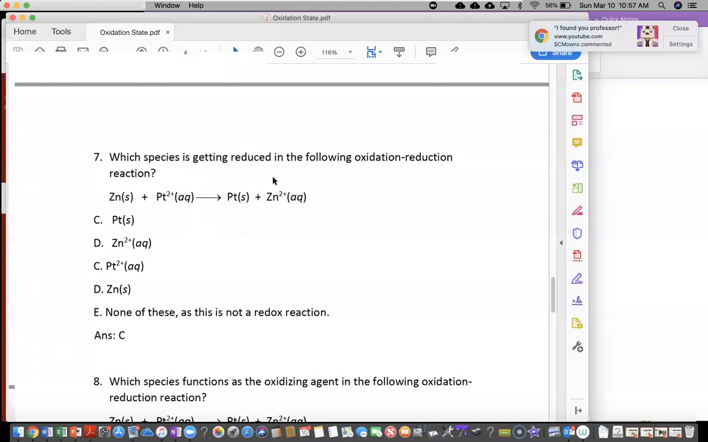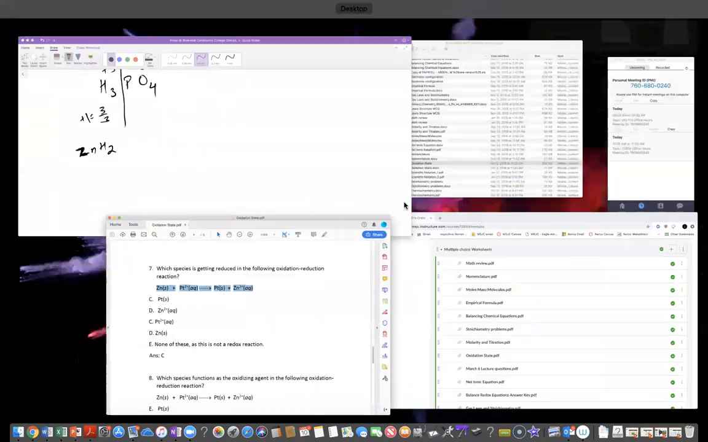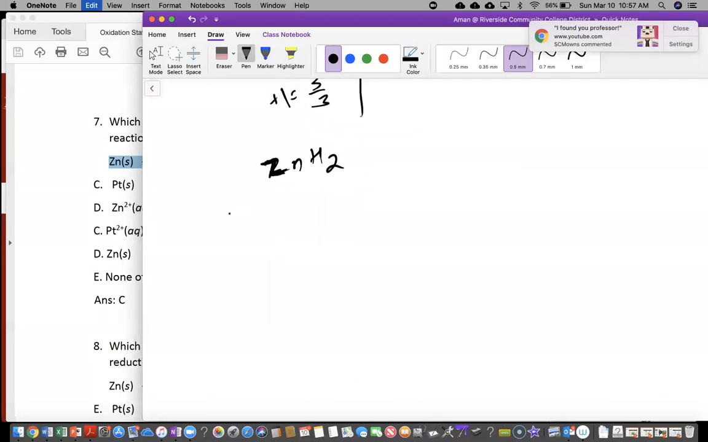Which species is getting reduced in the following redox reaction? Zinc plus Pt2+ gives you Pt and Zn2+. Can you tell me who is getting reduced? Let me copy this. You just have to see which one is getting oxidized and which is reduced, so you have to find their oxidation numbers.